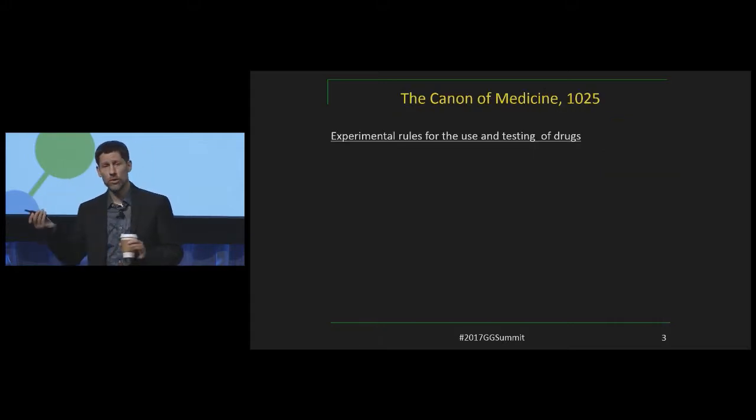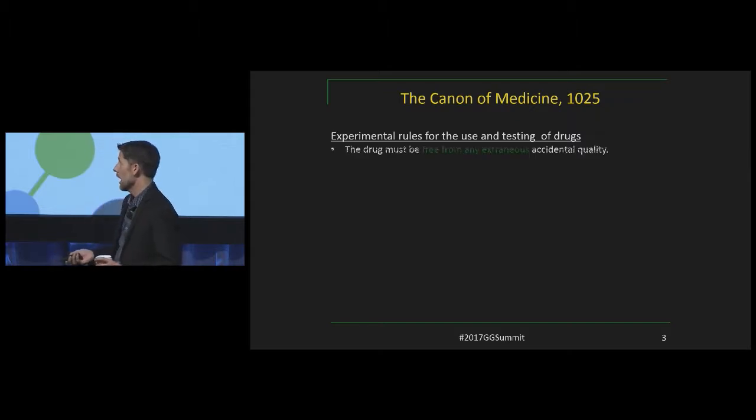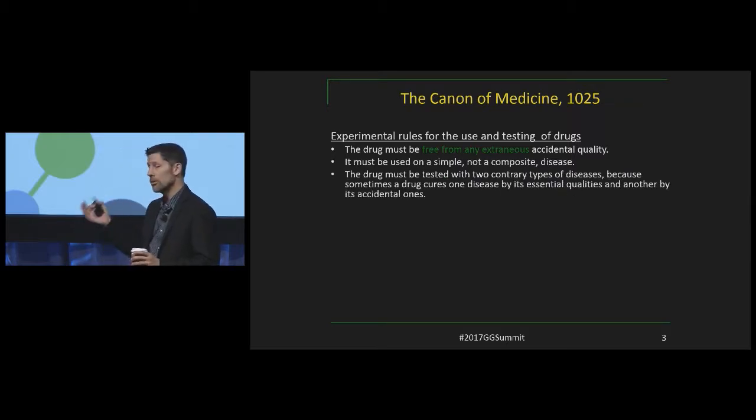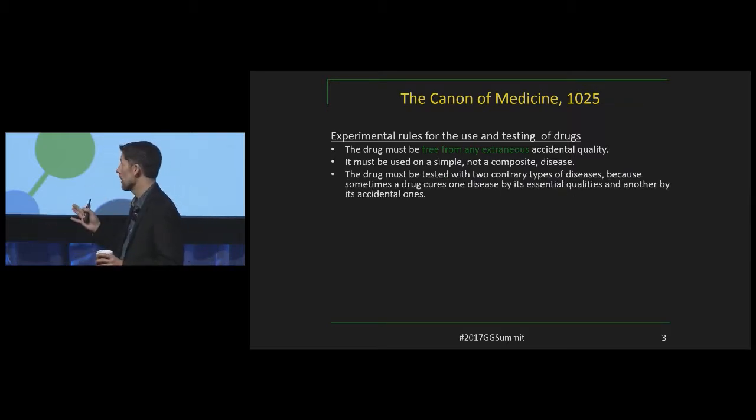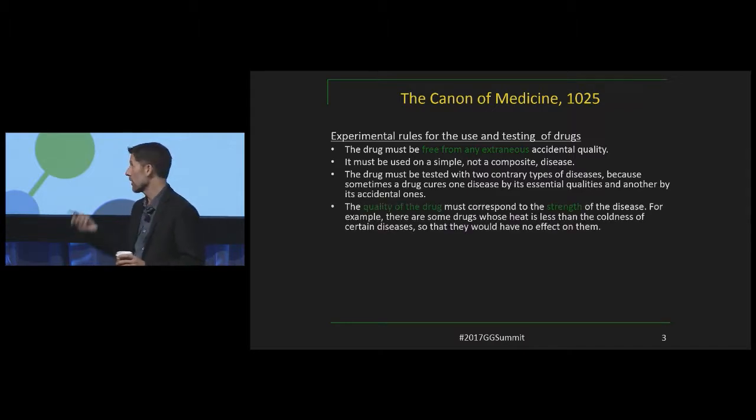But these rules for clinical trials go back a long way. For the experiment and testing of drugs, they said that drugs must be free of any extraneous substance, so there's going to be some level of purity that goes into the drugs. It must be used on a simple, not a composite disease. And the drugs must be tested in at least 2 different types. So again, we start talking about the quality of the drug and the strength for the disease.